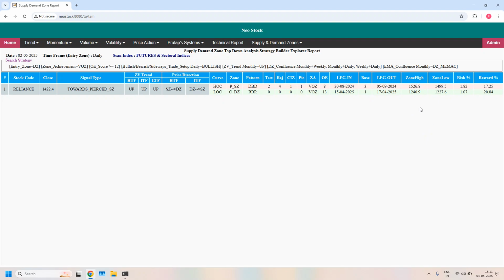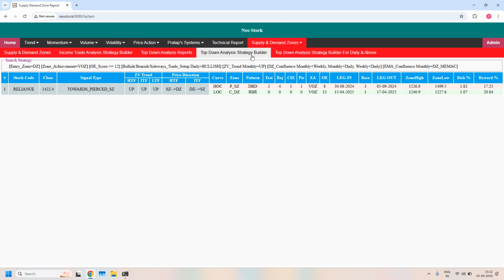But anyway, if for any reason it fell down by 200, then we can plan a trade. Otherwise, new zones will be created and trend setups will be changed. Okay, this is a bullish trade setup for monthly income trade.